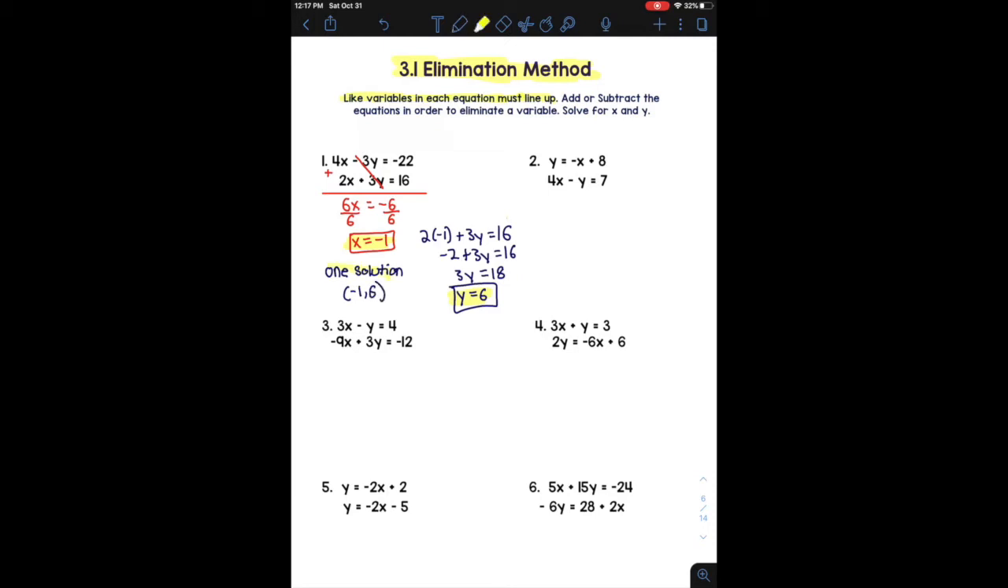If we were to graph this system, we would see that these two equations would intersect each other on the coordinate plane as lines, at the ordered pair negative 1, 6. I'm going to skip to problem number 4.